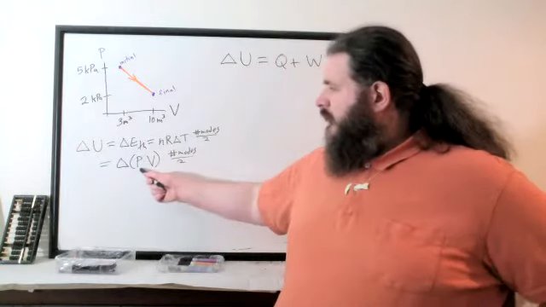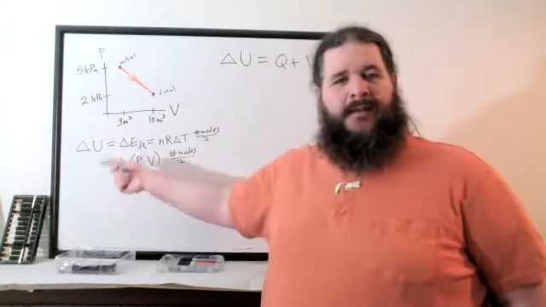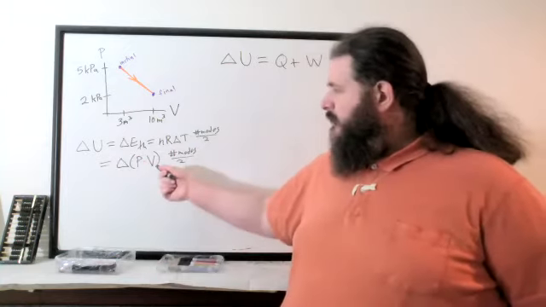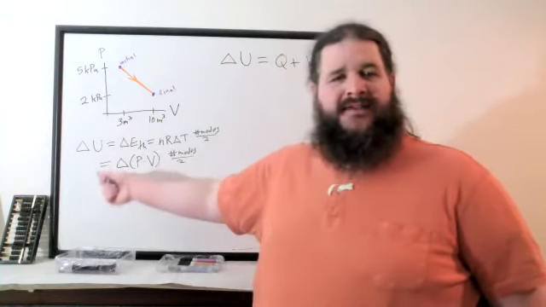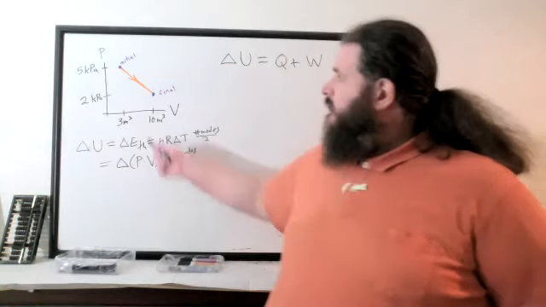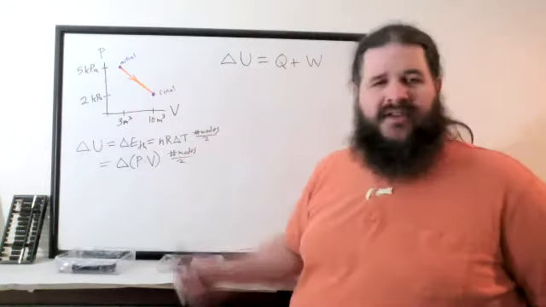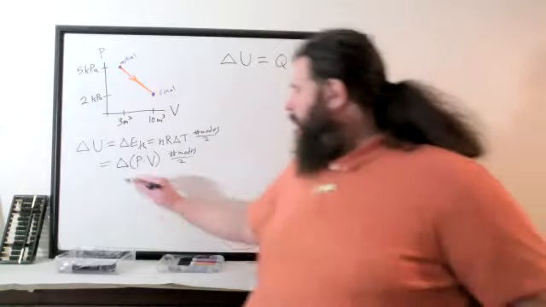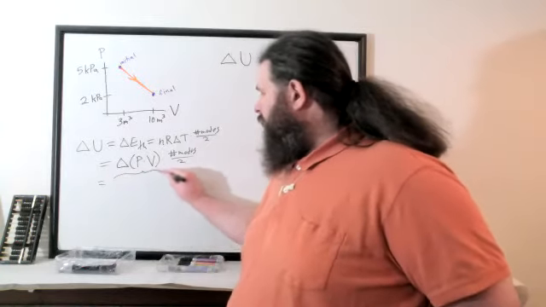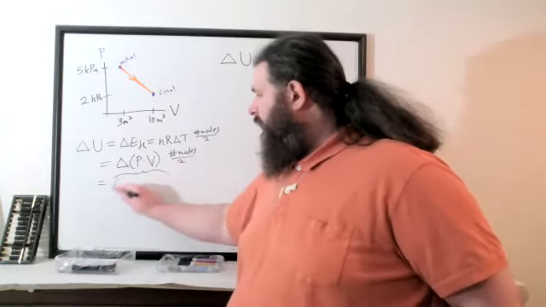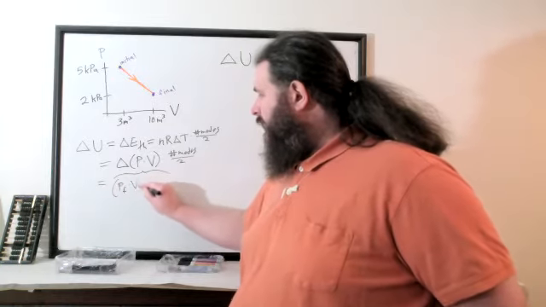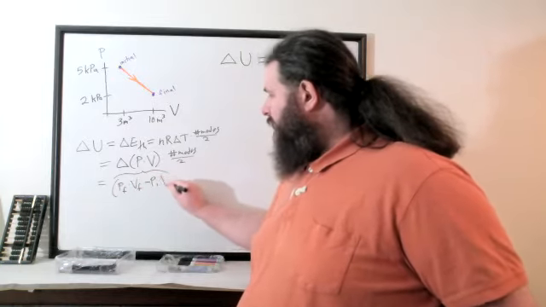And if pressure was constant, we could pull that out of the delta and get P times delta V. Or if volume was constant, we could pull that out of the delta and get V times delta P. In this case, though, they're both changing. So we have to leave this as delta the whole thing. In other words, expanding it out, we would write delta PV as P final times V final minus P initial times V initial.